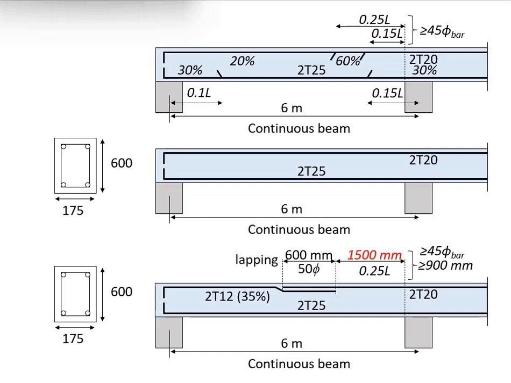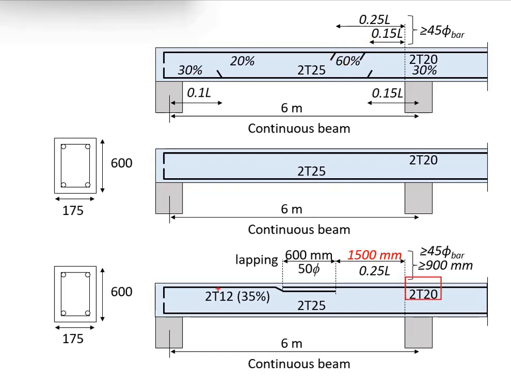So in order to minimize the waste, you just need to remember the simple rule of thumb. When you do lapping, the lapping length will be governed by the smaller bar size. Now the next question here, where should you do the lapping? Should your lapping start here or start here? Or should your lapping end here or end here?